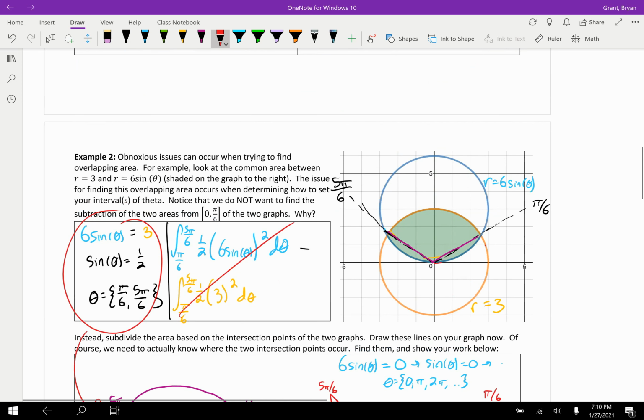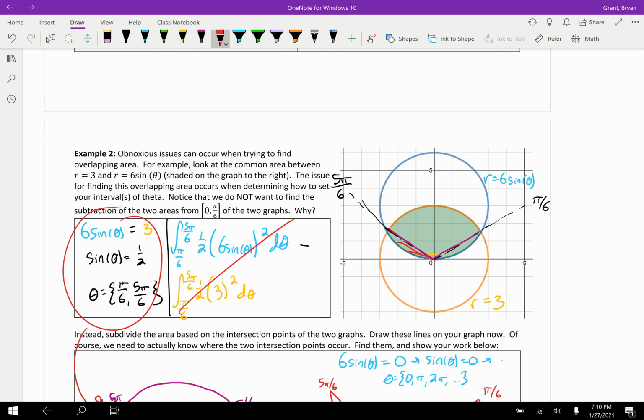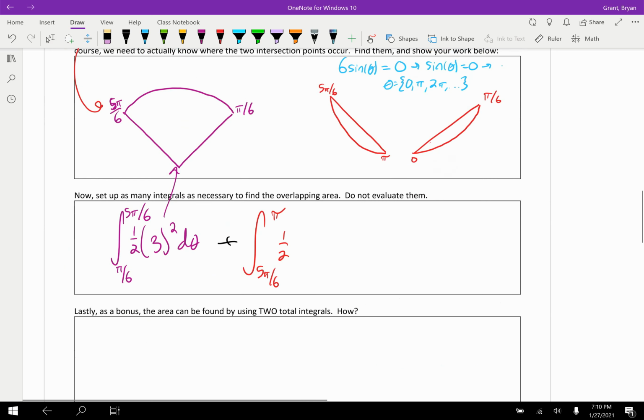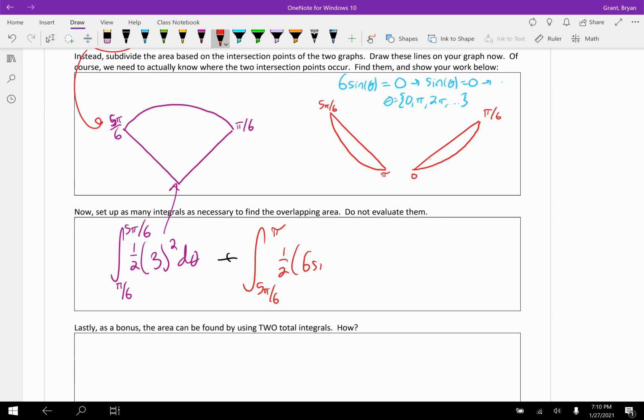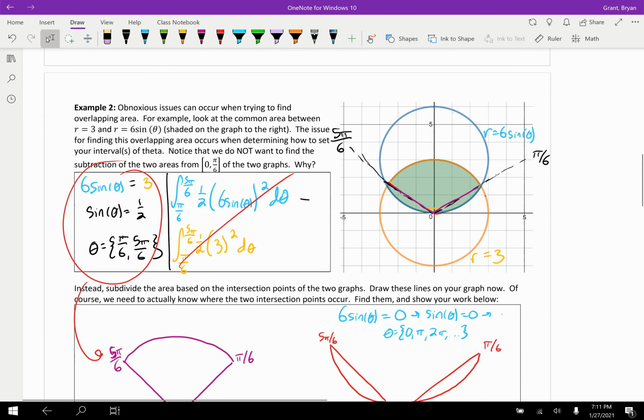And which function was in charge of that sliver? Oh, yeah, the blue function, so 6 sine of theta, right? So 1/2 6 sine theta squared d theta, and then we have one more sliver to add on, which is from 0 to pi over 6, 1/2 6 sine theta squared d theta. Great. That would absolutely find the area of the overlapping shaded area, and it's fairly tricky.